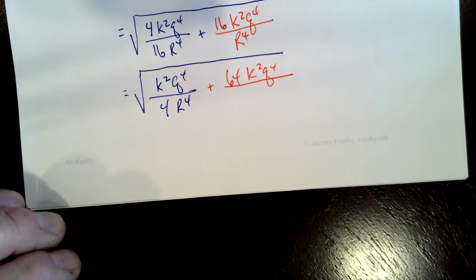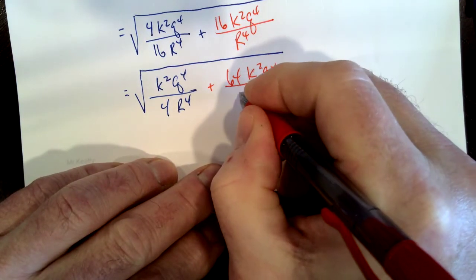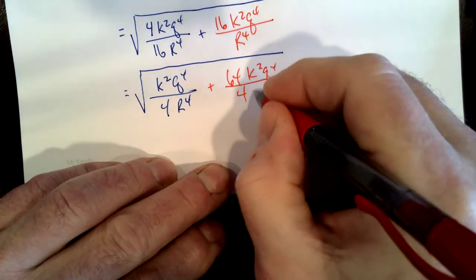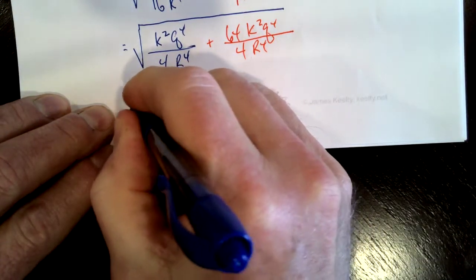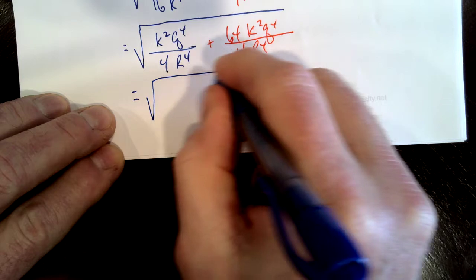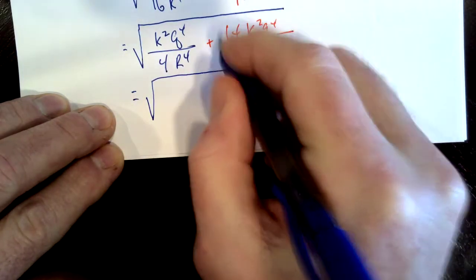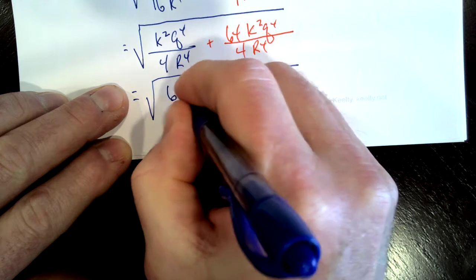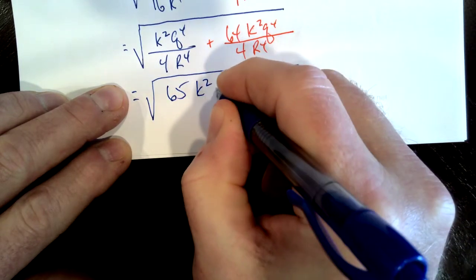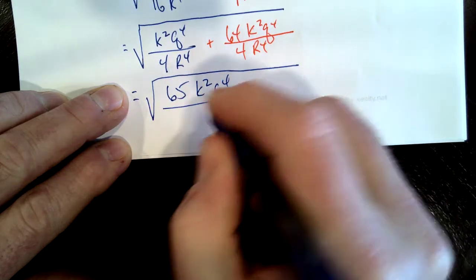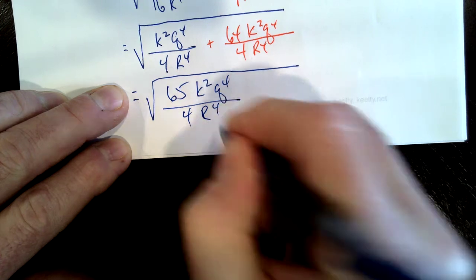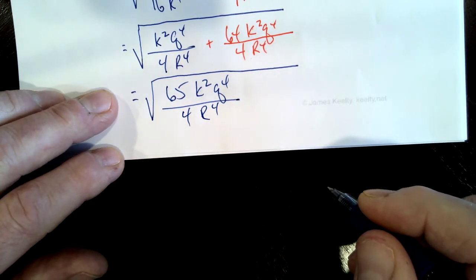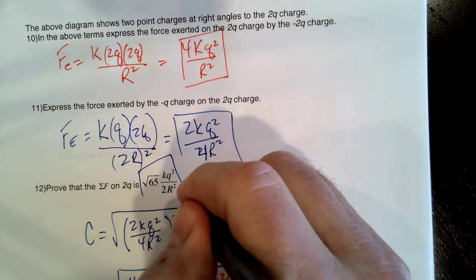Oh, I left something out. Did I? Nope, I don't think so. Divided by 4 r to the fourth. Add them all together. We get square root of, if there's one of these plus 64 of these, you get 65 of them. 65 k squared q to the fourths divided by 4 r to the fourth. And that then, yep, reduces to that.